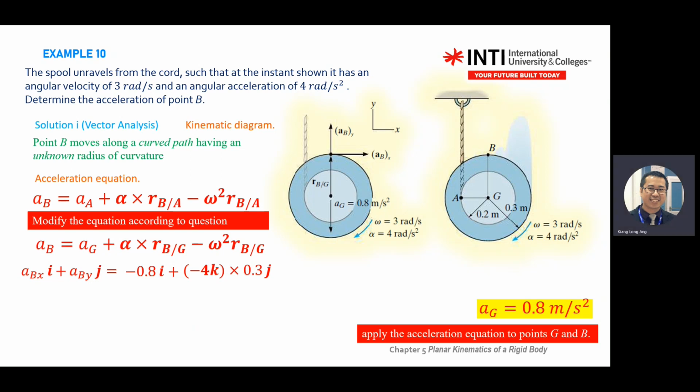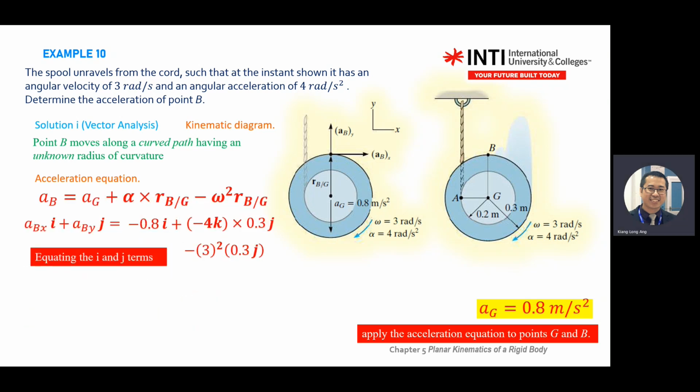Okay, so that's why acceleration go down. Minus 0.8 I. Okay. Alpha go in, K minus K. R is 0.3 J. Same with omega. Omega square. What is your omega reading? What is omega magnitude? What is your omega value? 3, huh? Okay. RB is 0.3 J. You do cross section, the cross product. Okay.